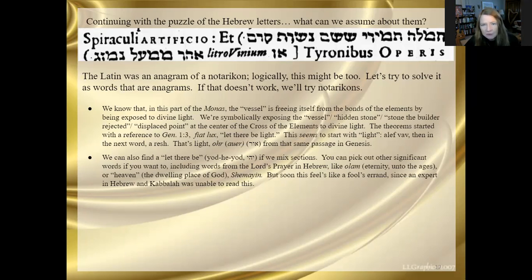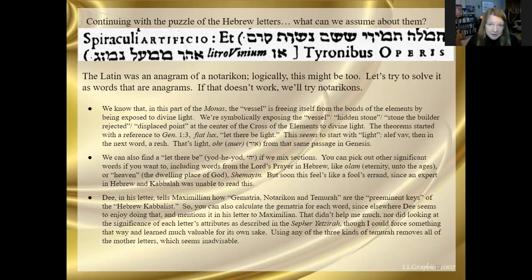But at least for me, after doing this, and I've worked at this on and off since 2007, I'm embarrassed to say, it starts to feel like a fool's errand. That is, someone who was really good at Hebrew and Hebrew acronyms and the kind of things you do with Kabbalah couldn't figure it out. So I tended to think, who am I kidding? Come on.